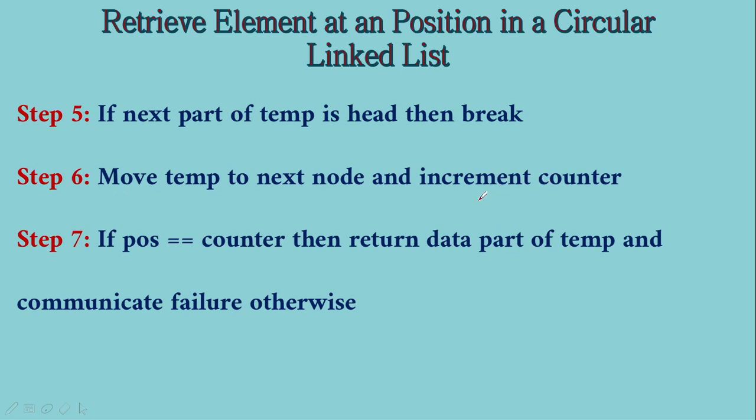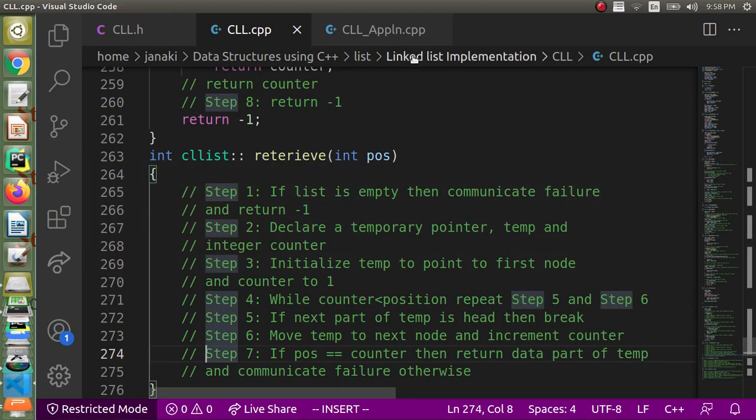And after coming out of the loop, step number 7 is outside the loop. We have to check whether we have come out with position equal to counter. Then only the position is valid. If we have come out of the loop due to reaching the last node, then this may not be valid, right? So we have to check whether POS is equal to counter. Then in that case we will return the data part of temp, and we will communicate failure otherwise. So let's implement it in C++.